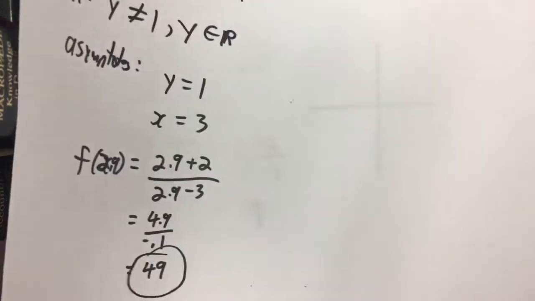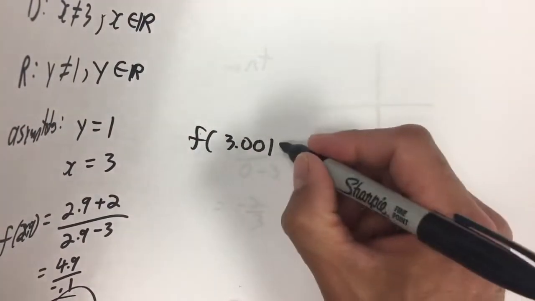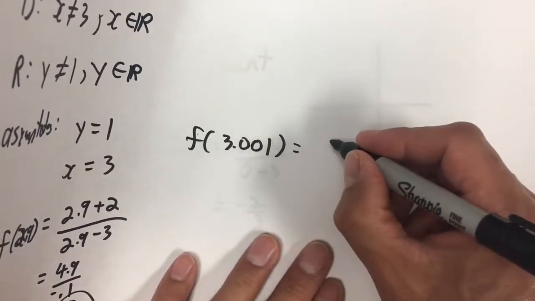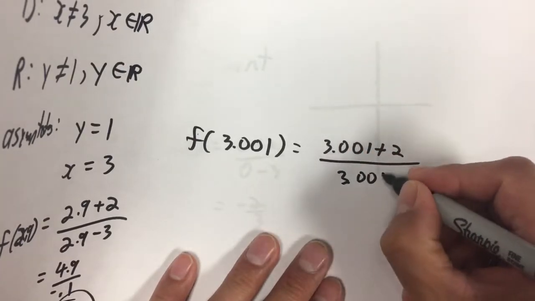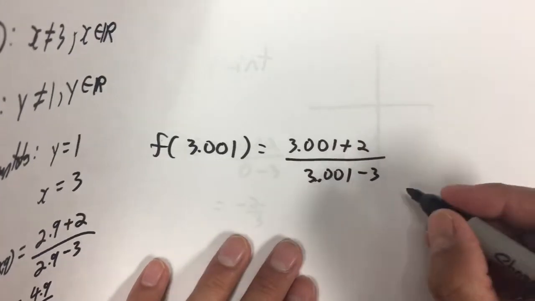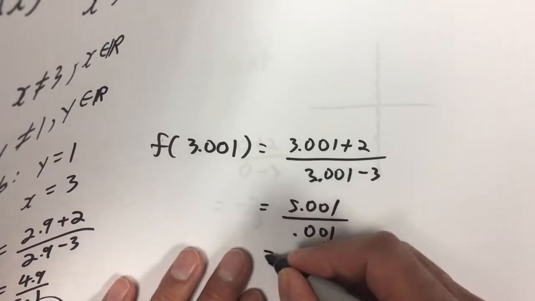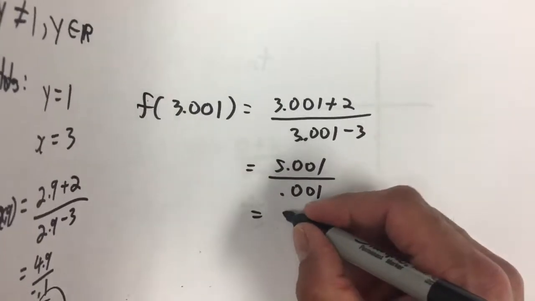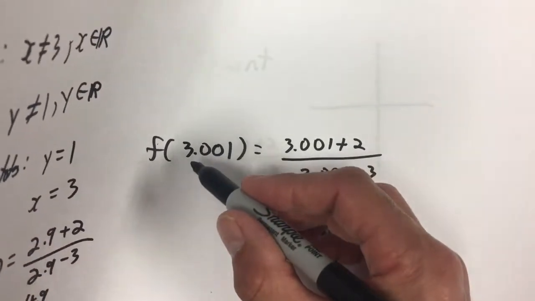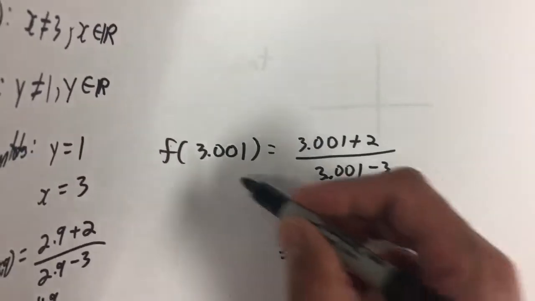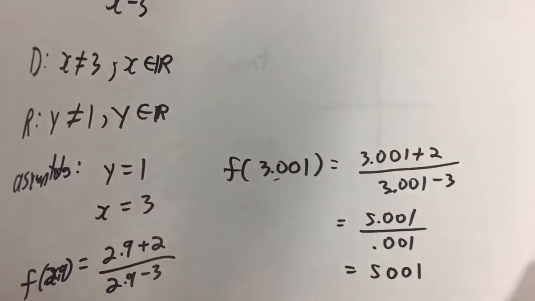I'll put in f at 3.001, and we're going to get (3.001 + 2)/(3.001 - 3). And that gives us 5.001 divided by 0.001, which means times 1,000. So that's going to give us 5,001. So as you can see, the closer you get to that point 3, the larger these numbers are. If you try and put in the number 3 exactly, you end up dividing by 0. So that's a value you clearly can't find because it's not defined.